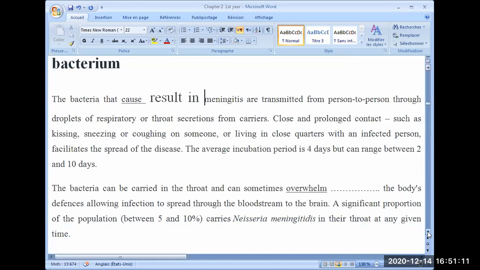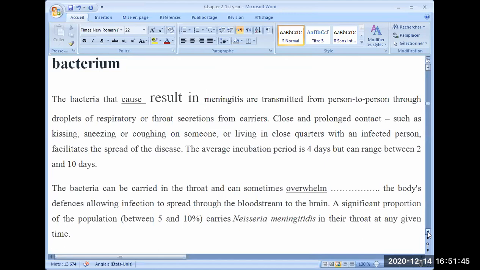We skipped some information. Close and prolonged contact, such as kissing, sneezing, or coughing on someone, or living in close quarters with an infected person, facilitates spread of the disease. The average incubation period is 4 days. It can range between 2 and 10 days. The bacteria can be carried in the throat and can sometimes overwhelm the body's defenses.